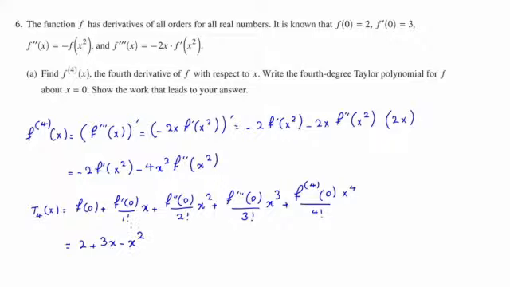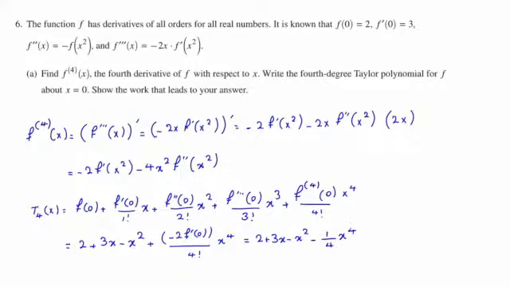So negative x squared. The third derivative at 0 is 0, so we ignore this part. And the fourth derivative, let me calculate. If you replace 0 here, it will be negative 2 f prime of 0. This part will be 0 over 4 factorial times x to the 4. And here it will be 2 plus 3x minus x squared. f prime of 0 is 3. So negative 2 times 3, negative 6. Negative 6 over 4 factorial is negative 1 over 4.